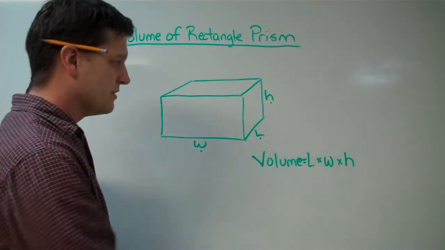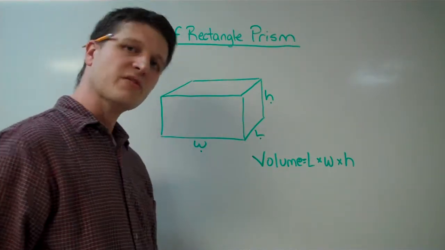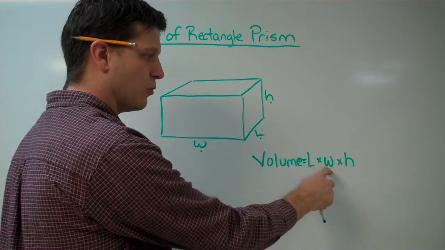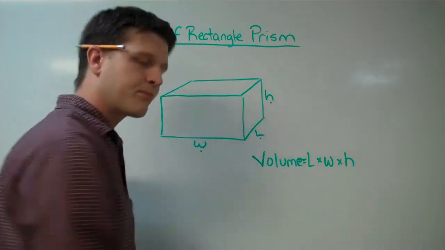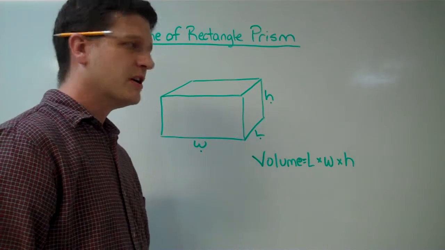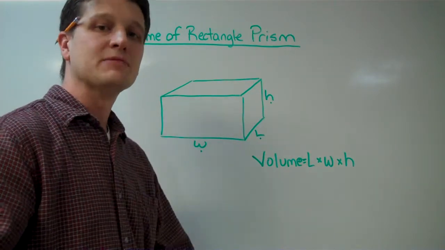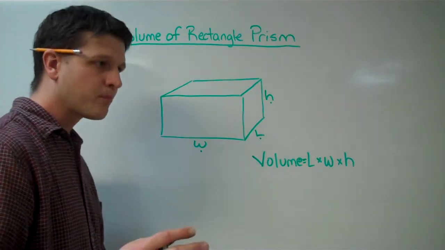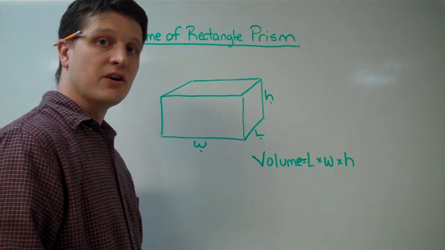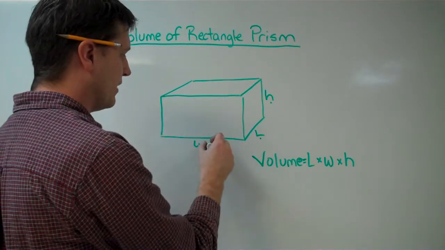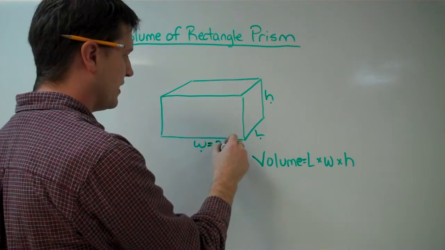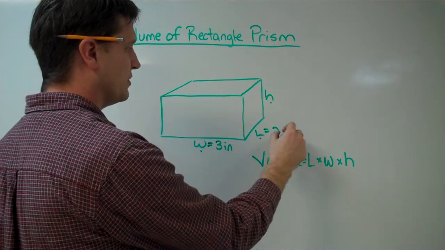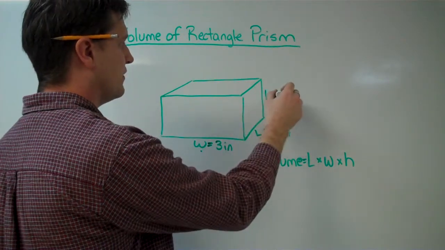Now we're going to look at the volume formula. The volume formula is as follows: it's the length times the width times the height. So it's the three dimensions of this figure multiplied times each other. Now we're going to do an example of finding the volume of this rectangular prism when the width equals 3 inches, the length equals 2 inches, and the height is 4 inches.